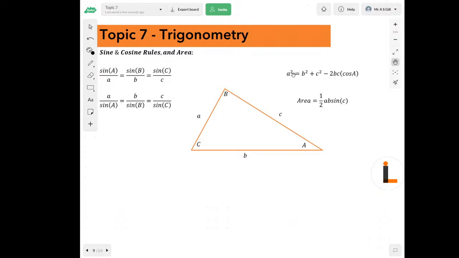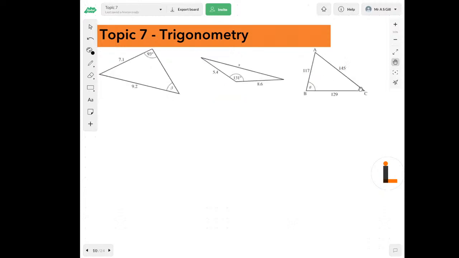And similarly with the cosine rule, this side must correspond to this angle the cos is being applied to. Okay, we can't have different letters here. This side and this angle must correspond to each other. But we've got to make sure we commit these to memory as well.